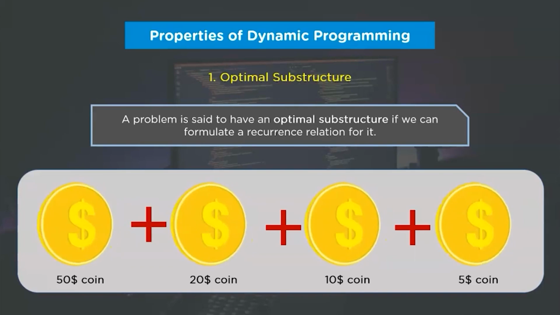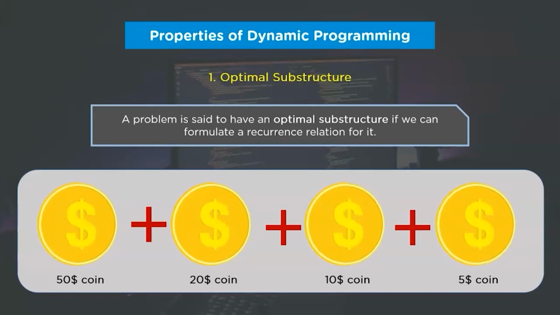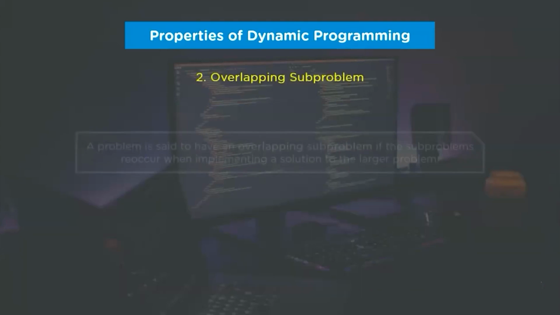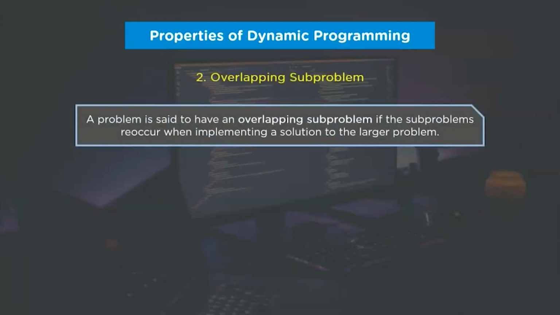That means we break this problem into several iterations by choosing the coin of highest value at each iteration. This conversion of a larger problem into smaller subproblems is known as optimal substructure. The next property we have is overlapping subproblems.